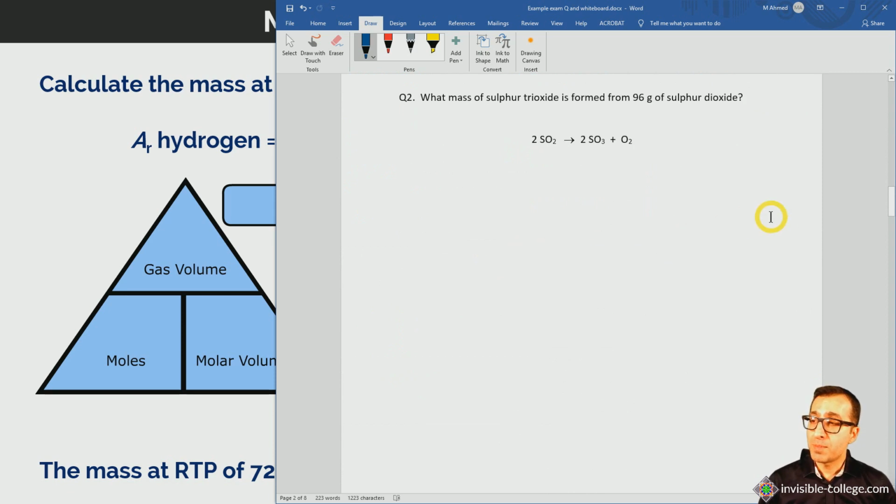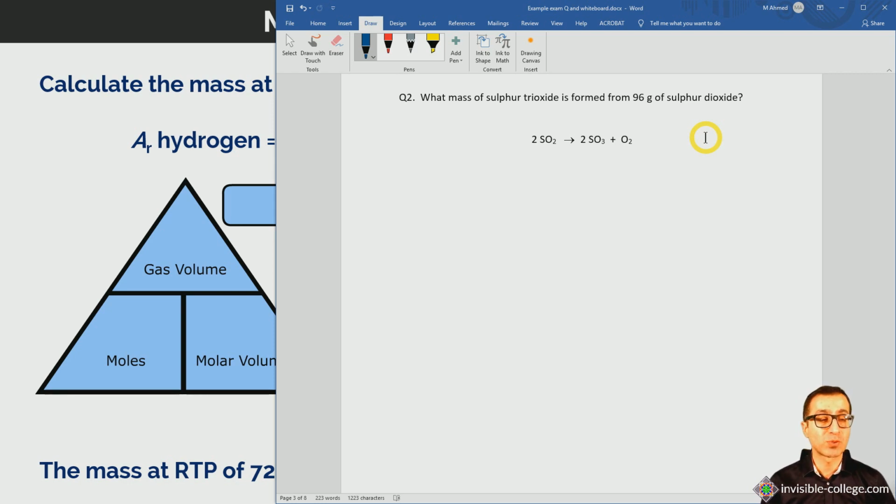Here's the second one. What mass of sulfur trioxide is formed from 96 grams of sulfur dioxide? Again, we're being given the balanced symbol equation here. So again, I'm going to give the students in attendance with me who didn't answer this question correctly in their homework a chance to have a go at this. Again, if you're watching this on my website, the video will pause, the question will pop up, and you'll be able to answer it interactively.